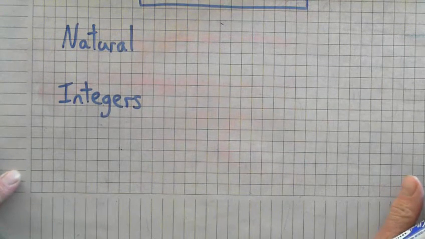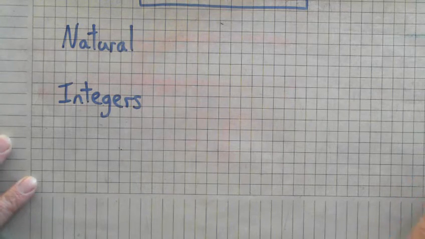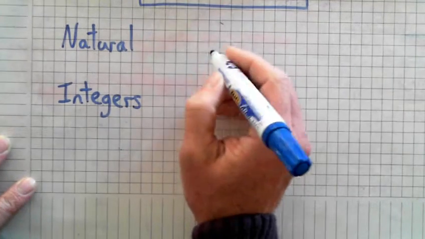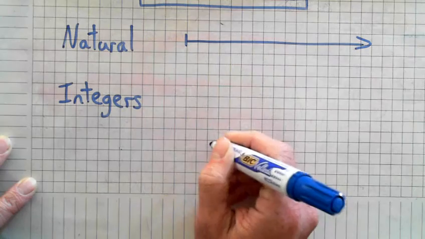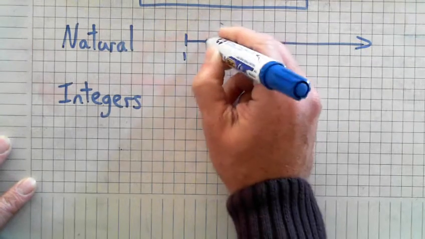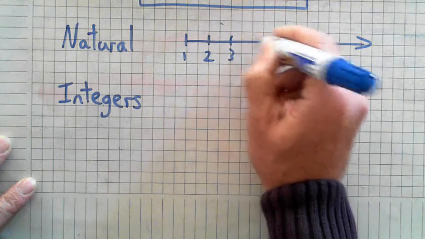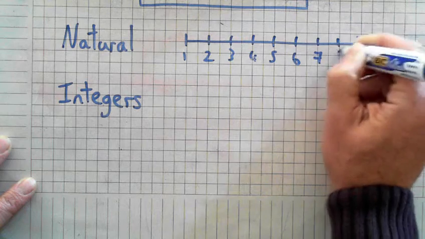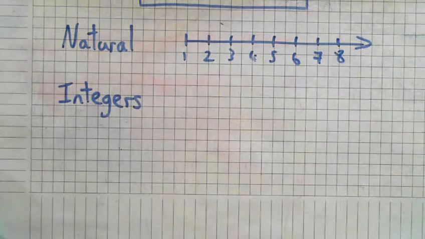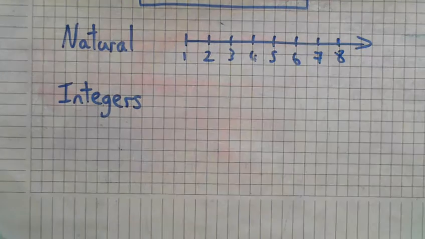Alright, just revision, look it up. What were natural numbers? Natural numbers started at what number? Yeah, 1. 0 is not included. Then 2, 3, 4, 5, 6, 7, 8, 9, 10, all the way up. So there was no 0.